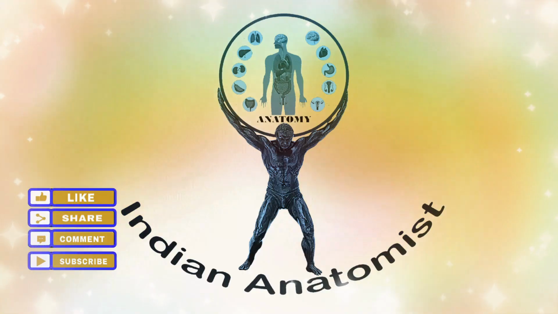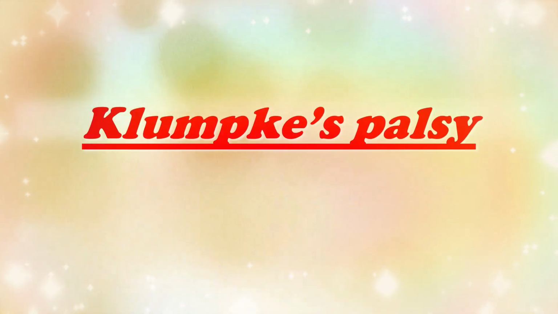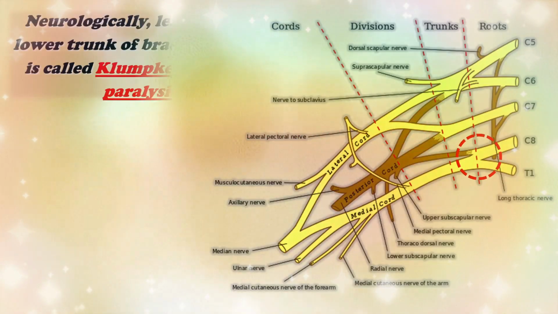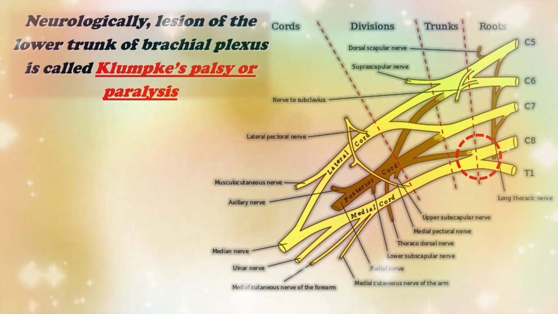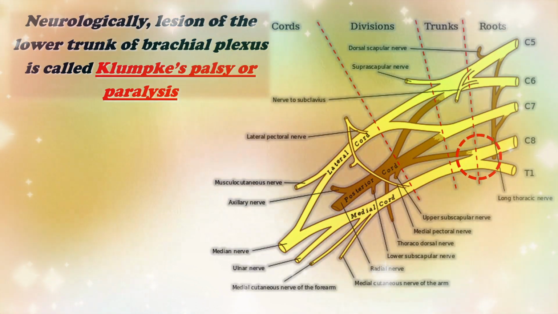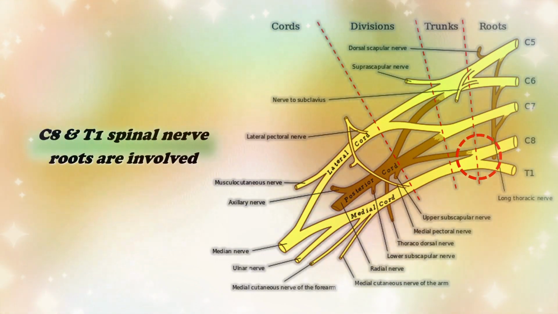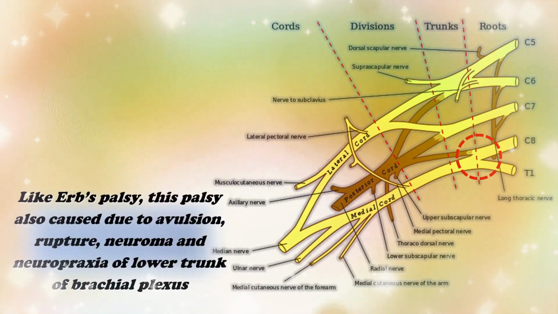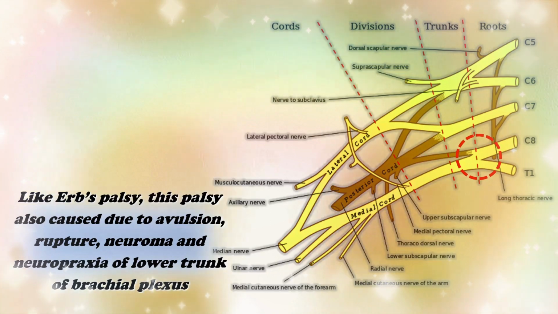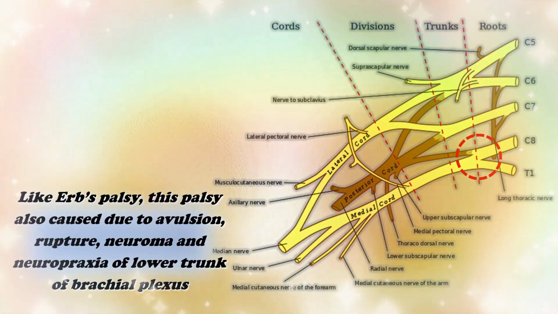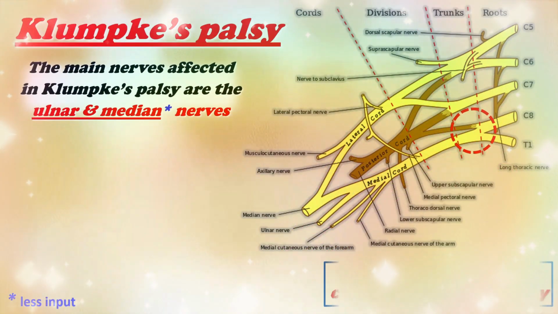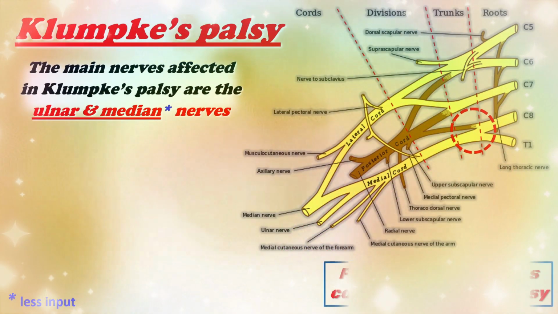Next, birth injury of brachial plexus is Klumpke's paralysis or palsy. Neurologically, lesion of the lower trunk of brachial plexus is called Klumpke's palsy or paralysis. C8 and T1 spinal nerve roots are involved. Like Erb's palsy, this palsy is also caused due to avulsion, rupture, neuroma, and neuropraxia of the lower trunk of brachial plexus. The main nerves affected in Klumpke's palsy are ulnar and median nerves.